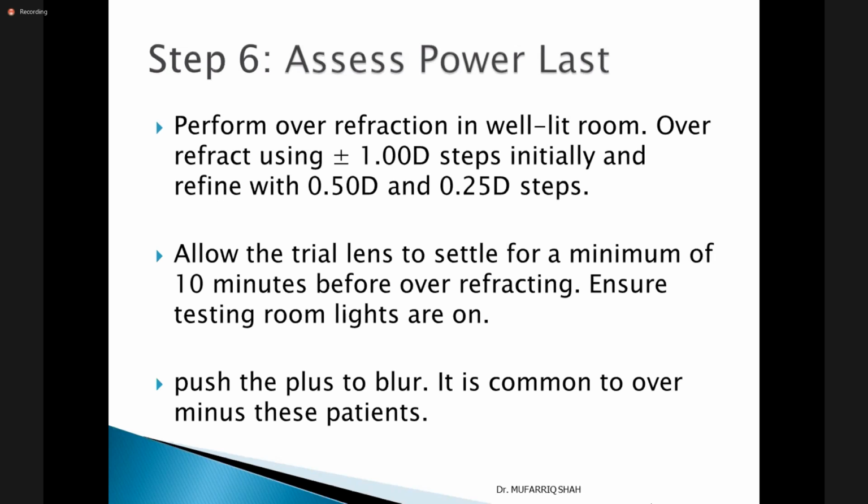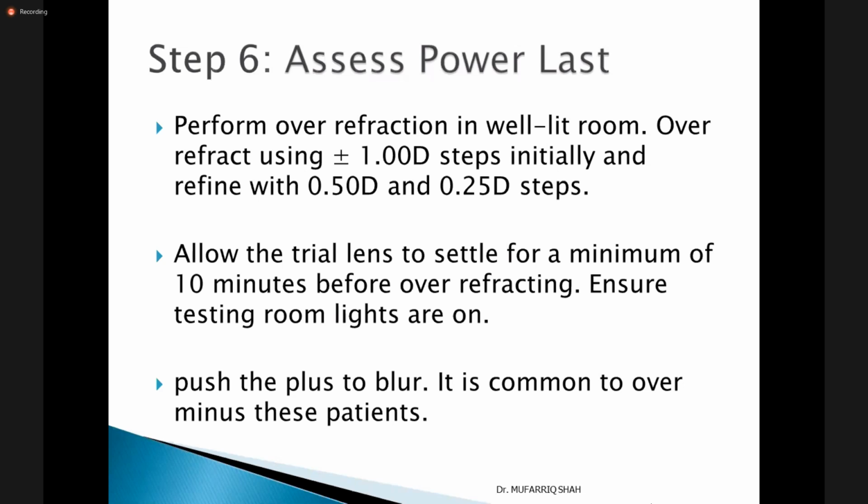Now, step 6, assess power. So this is the last step. Now, again we will proceed. Perform over refraction. Once you have fitted the lens and you are satisfied with the lens, then you will proceed for the power. If you are not satisfied with the lens fitting, then you cannot proceed for the power of the lens. So perform over refraction in well lit rooms.